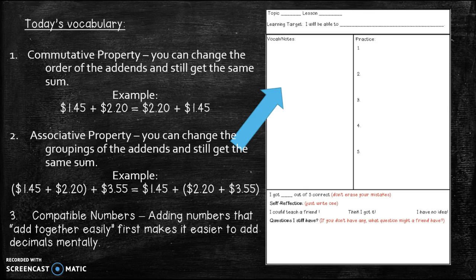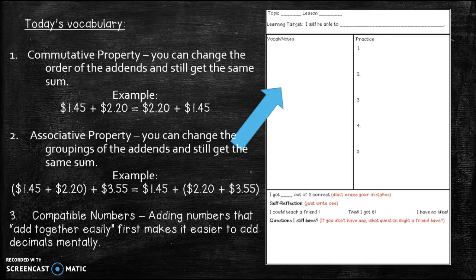Now, associative property says you can change the groupings of the addends and still get the same sum. So for example, $1.45 plus $2.20 plus $3.55 equals the same exact thing as $1.45 plus $2.20 plus $3.55. Remember, we always add what's in the parentheses first. We'll get to that a little bit later too.